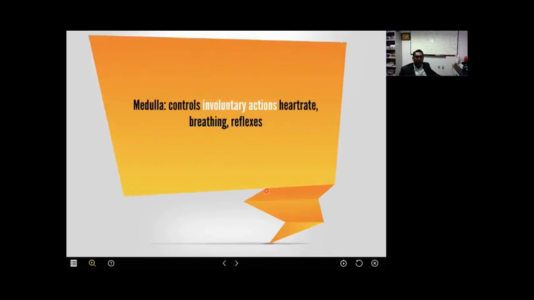Now, what the medulla does is that it controls involuntary actions. If you remember the discussions from the other video, most of the organs in our body, for example the heart, lungs, kidneys, liver, work independently, connected through the autonomic nervous system. The activities of these organs are not under our control. The most important ones like the heart, lungs, and so on, and reflexes, are controlled by the medulla.